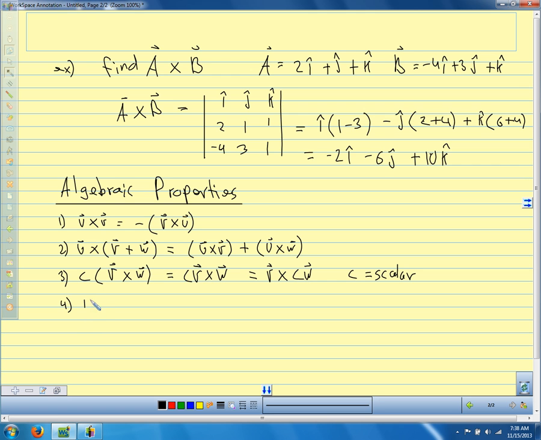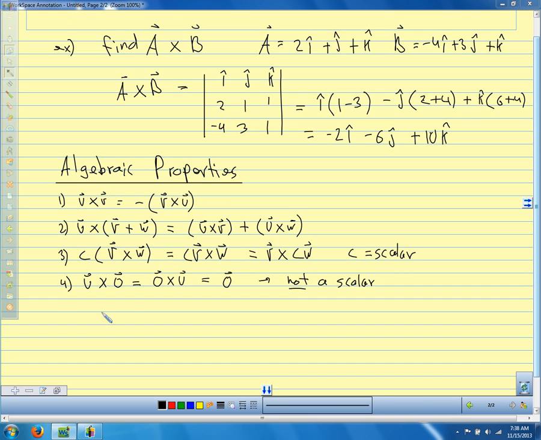If we form a cross product with the 0 vector, we get the 0 vector. This is not a scalar. The cross product of a vector with itself is the 0 vector.